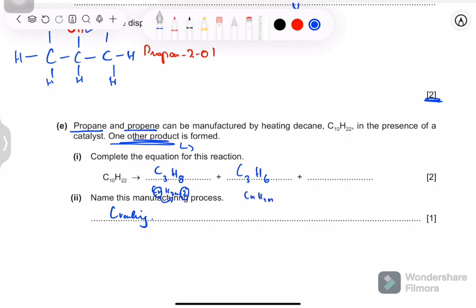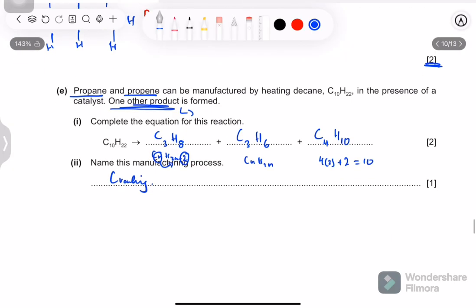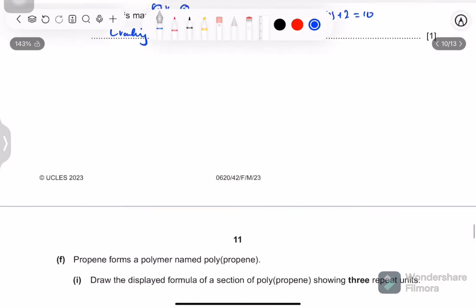Next, what will the third product be? Now we know that the total number of carbons was 10. 3 here, 3 here. The total number remaining is 4, that is 10 minus 3 plus 3. So we have something with 4 carbons and we can make an alkane, applying the formula, 4 times 2 plus 2 is 10, C4H10. This is butane.